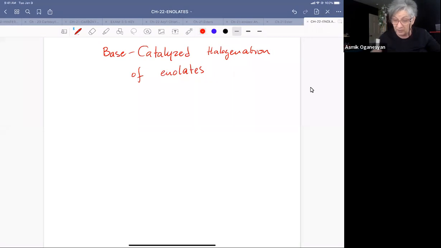Enolates. Okay, so that's the first actual reaction in this chapter. And those are the first reactions that we looked at when we first found the similarities between those reactions. So let's put it out first.